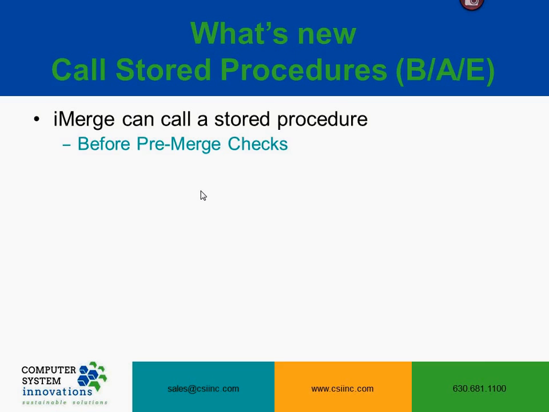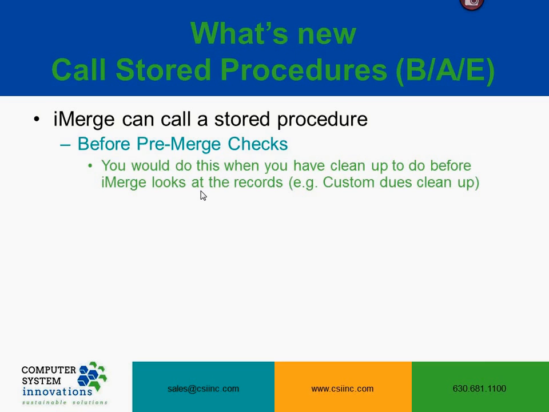So how about calling stored procedures? Well, you can call them before your pre-merge checks. What does that mean? That means I want this stored procedure to fire before iMerge looks at the two records. I mentioned that iMerge will have a problem with two records that are registered for the same event, and it'll stop. Well, what if you knew that every one of your duplicates had that same problem? You could have a stored procedure coded for you, or code it yourself, that would go out there and handle the background stuff for you. So maybe it would automatically cancel one of the events and refund the money. You could do that all with a stored procedure or a web service.